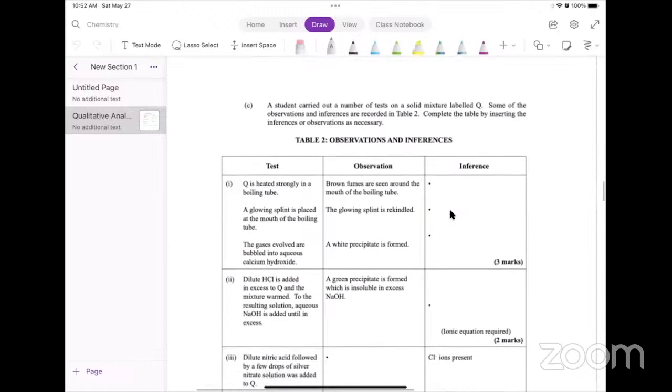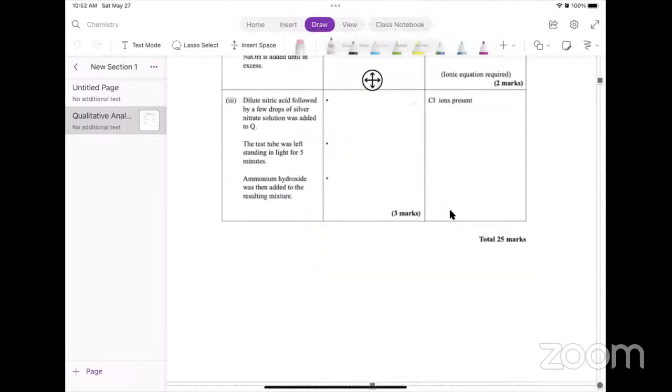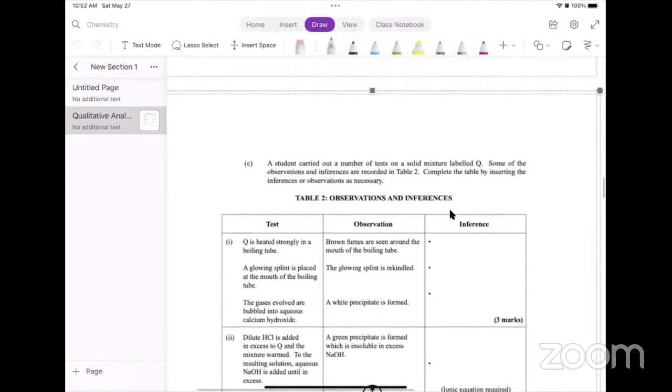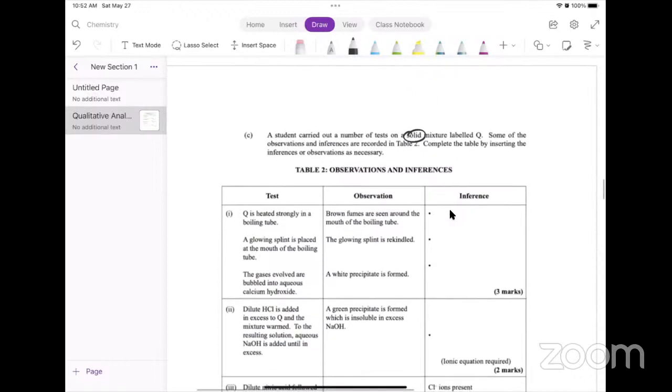A student carried out a number of tests on a solid mixture labeled Q. Now, solid is a very important step there because it's a new solid. It's not ionic yet. It's not a solution with a solid mixture. So some of the observations and inferences are recorded in table 2. Complete the table by inserting the inferences and observations as necessary.